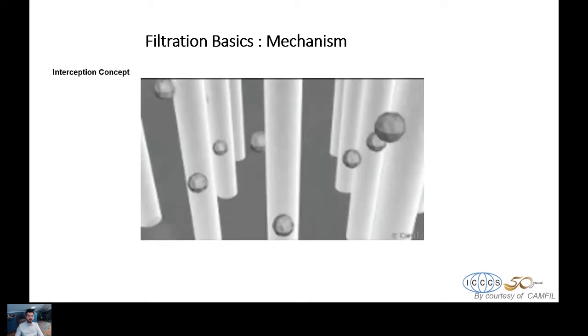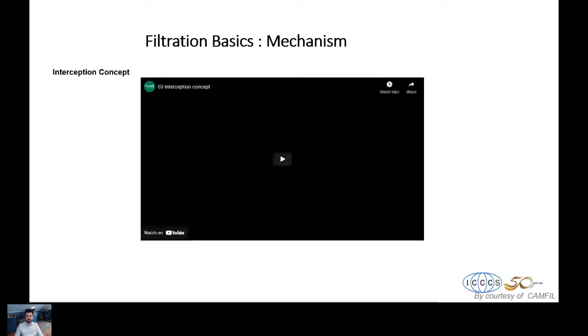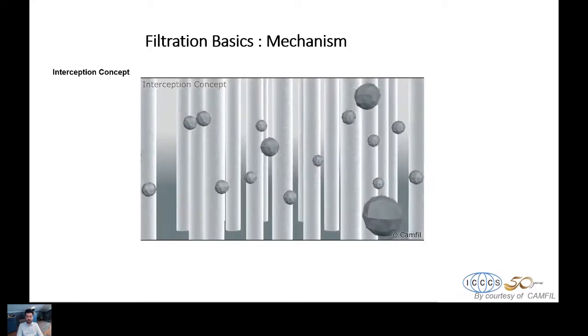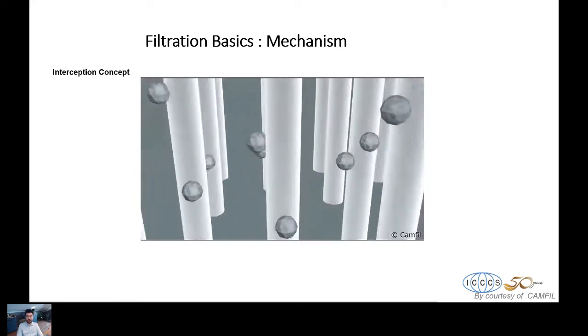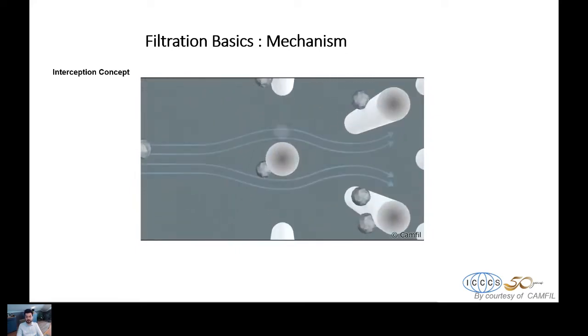And the next one, the interception concept. This interception concept is where we are collecting 30 to 40% of all particles. As you can see in the video, small particles follow the airflow around the fiber and are captured if they come close enough to the fiber.